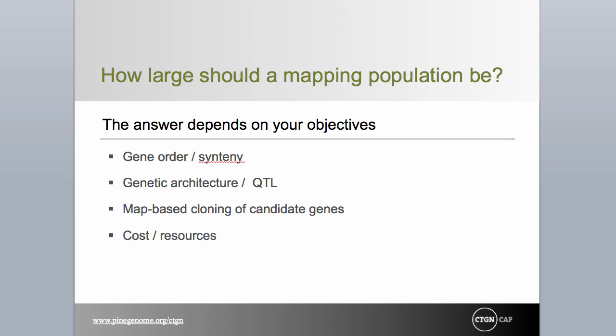The number of individual progeny required to construct a genetic map is largely dependent upon the objectives you seek to meet. It is also intimately intertwined with how many markers you will be using and how much money you have to spend on the map. The overriding question one must answer is what resolution of mapping is necessary to meet your objectives.